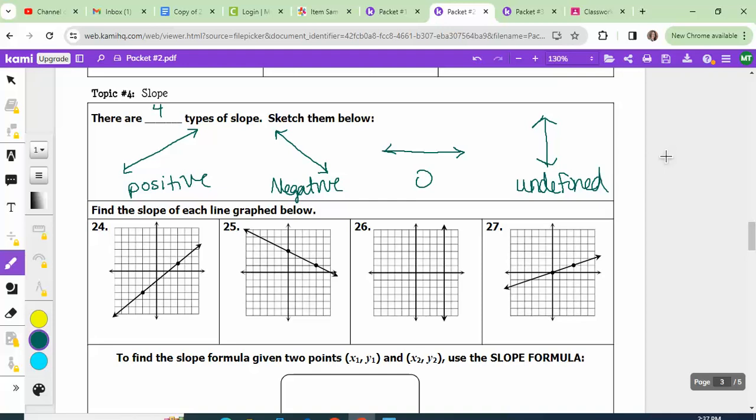If I looked at problem 24, remember, slope is just rise over run. If I asked you for your slope, we go up 1, 2, 3, 4. We go over 1, 2, 3, 4, 5. So what's our slope? Rise over run, 4 over 5.